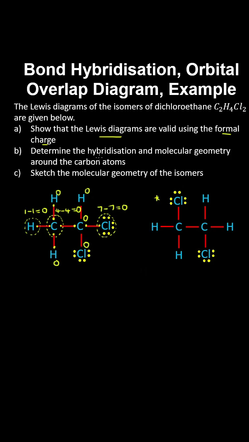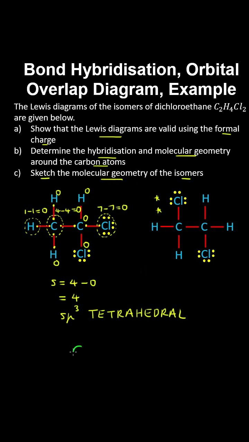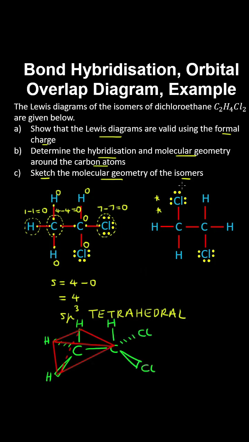Now let's determine the hybridization and molecular geometry around the carbon atoms. Around the carbon atoms, we have 4 sigma bonds and 0 lone pairs, and therefore both carbons are sp3 hybridized. The geometry around both of them is tetrahedral, and that's also true for this isomer. Now let's sketch the molecular geometry of the isomers. Around the left carbon, and you have another tetrahedral arrangement around the other carbon as follows. And I'll leave it for you to sketch the molecular geometry of the other isomer.